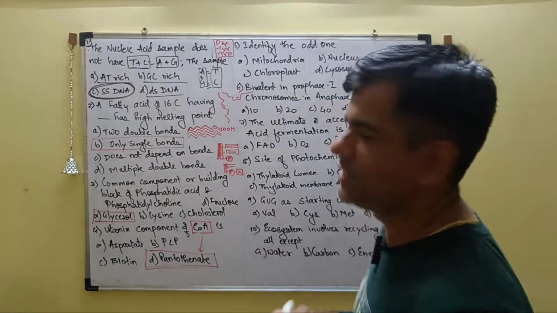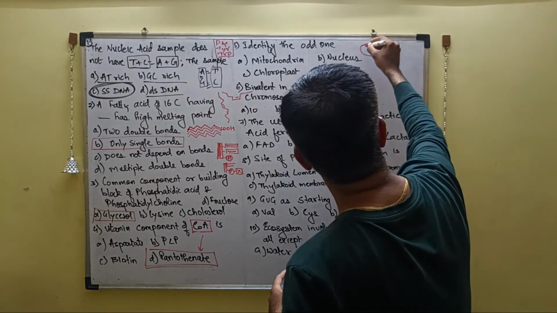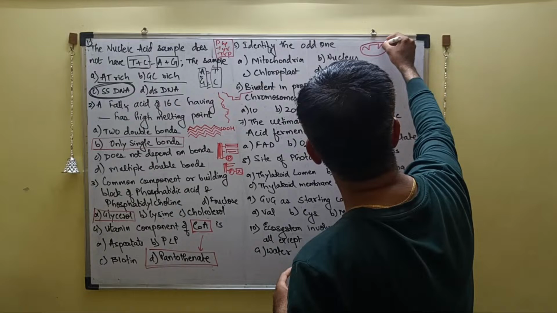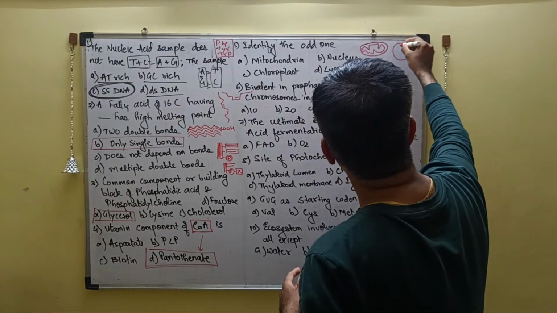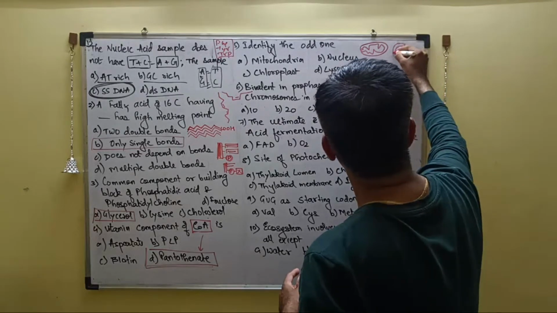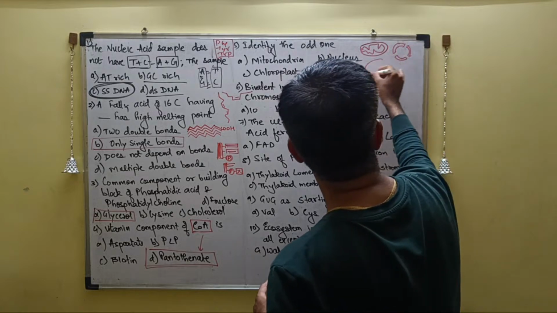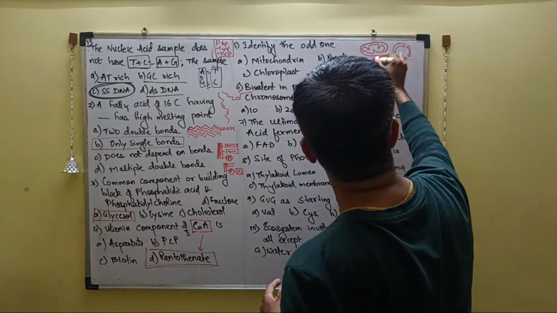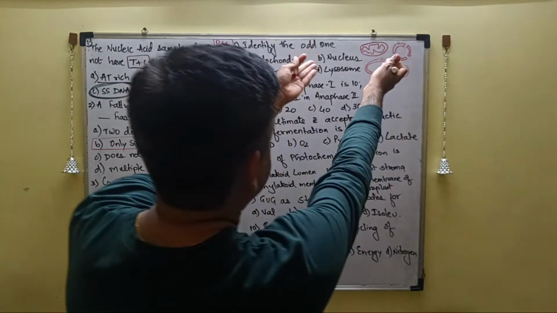Let me help you out with this. If I am drawing mitochondria, how do I draw? This is the outer membrane, then this is the inner membrane, the cristae. If I am going to draw the nucleus, this is the outer membrane, this is the inner membrane. If I am going to draw chloroplast, this is the outer membrane, this is the inner membrane. And if I am going to draw the lysosome, this is the lysosome. Now tell me the odd man out.